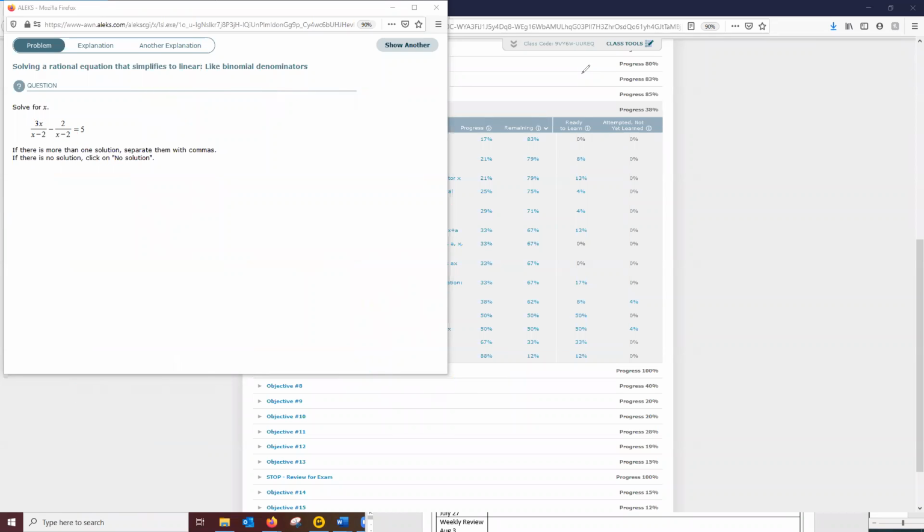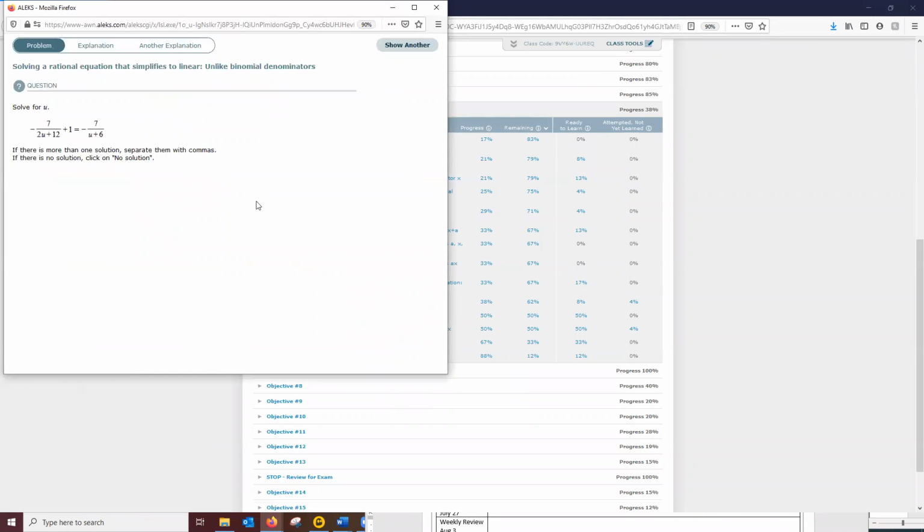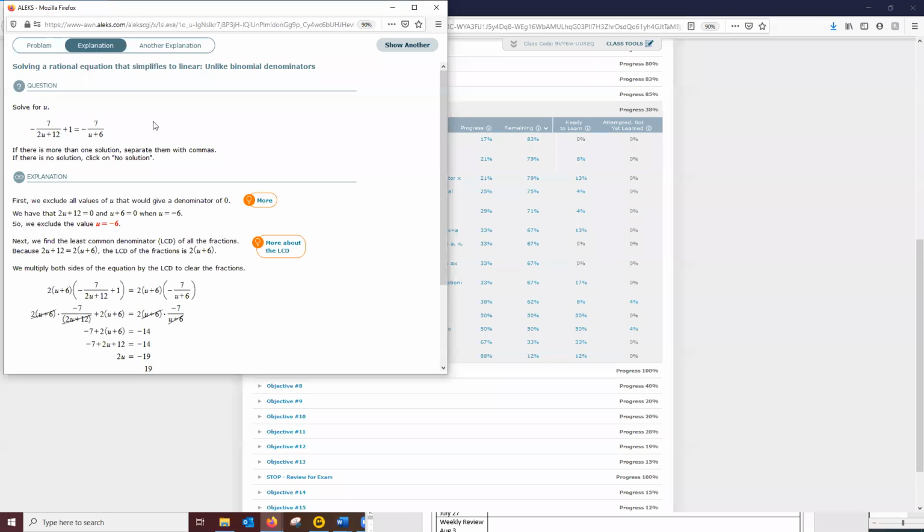All right, let me go and look at 1 or 2 more. You might notice we're really doing the same kinds of analysis in each one of these. Okay, let's take a look at this one. This one's a little more complicated. Well, first, I'm going to find the LCD. So remember, step 1 here. I'll also show you the explanation as well. Maybe we can follow along with the explanation.